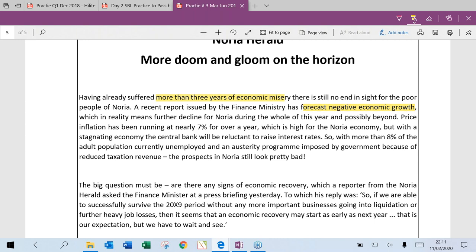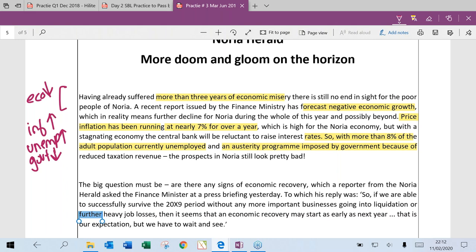Price inflation has been running at nearly 7% over a year, which is high. But with a stagnant economy, the central bank will be reluctant to raise interest rates. With more than 8% of the adult population currently unemployed, and an austerity program imposed by the government because of reduced taxation revenue, the prospects in Noria still look pretty bad. Oh my God, let's make the referencing. Economy down, we know that. Negative economic growth and high inflation. Unemployment high and a government austerity program.